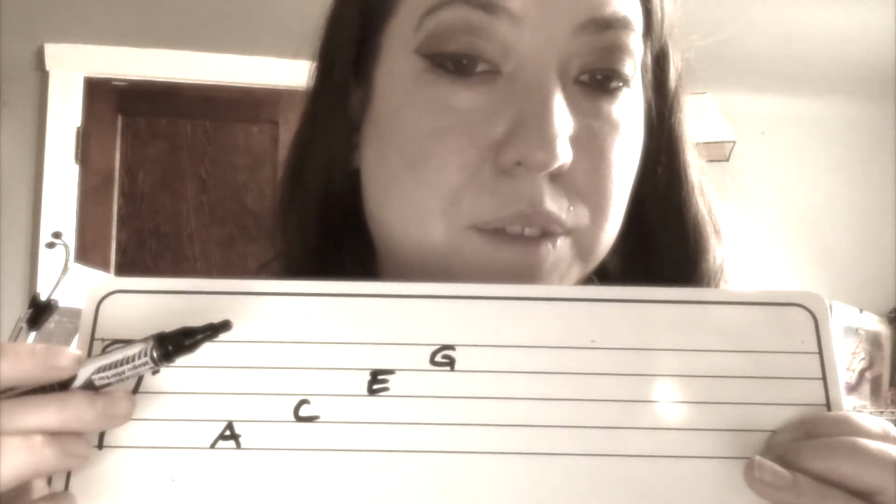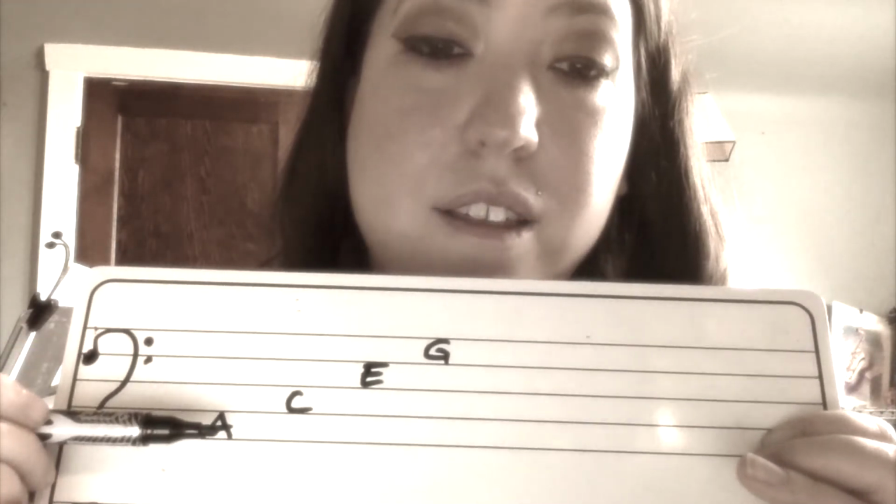There's only 4 of them. You can always keep them straight because there's 4 for the spaces and there's 5 for the lines. So if you try and put the saying with 5 words in the spaces, it's not going to work for you. Let's do a couple examples.